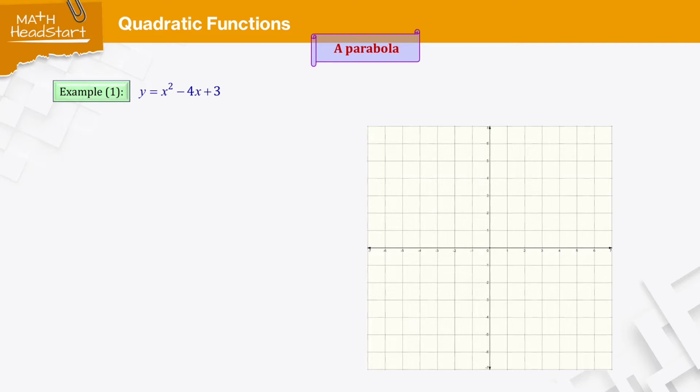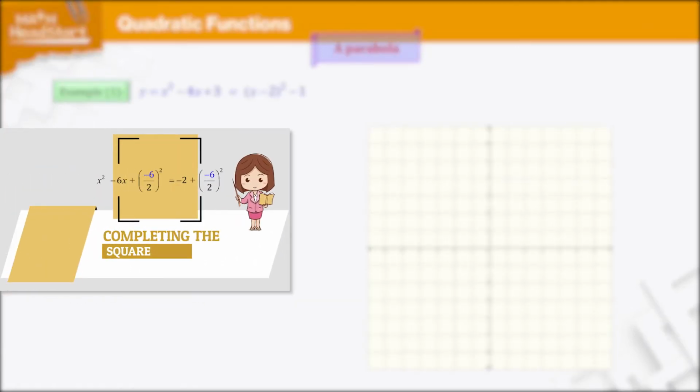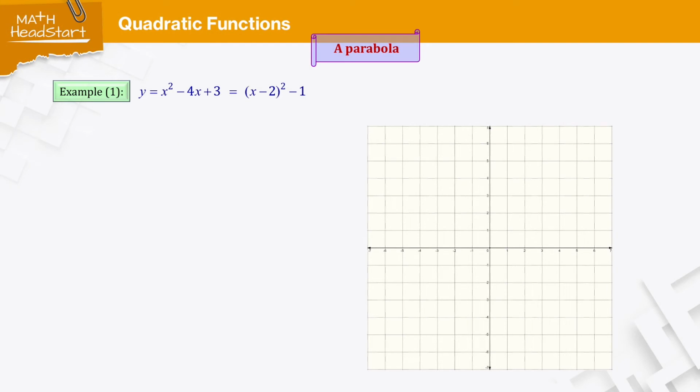This can be written in vertex form, as shown. If you are curious about this conversion, please watch a separate video called Completing the Square from my YouTube channel. It shows how to convert from a standard form to a vertex form in a step-by-step manner. For this case, there is a vertex at (2, -1).